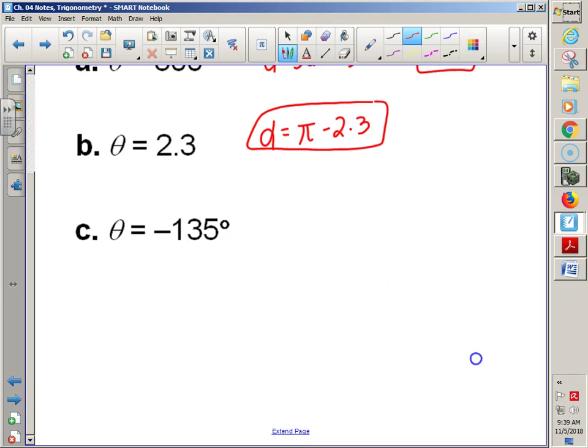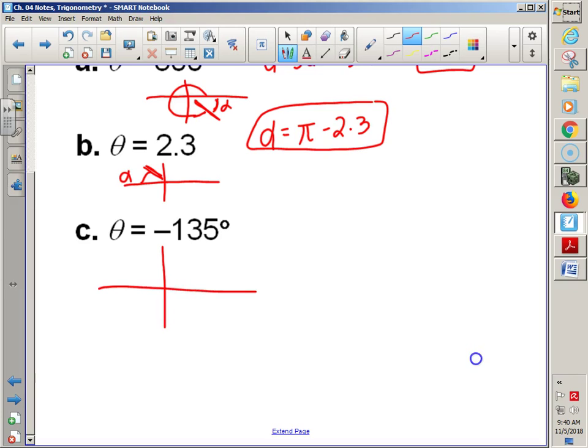Negative 135. What quadrant is he in? 2.3 is here-ish, which is why I use the trick of 180 minus to get my alpha. This guy, 300, was here-ish, which is why I use my 360 minus to get alpha. And this one, negative 135, is what quadrant? Third, because I have to go negative, technically 3 pi over 4, so negative 3/4 of that calzone. The answer is 45 degrees.